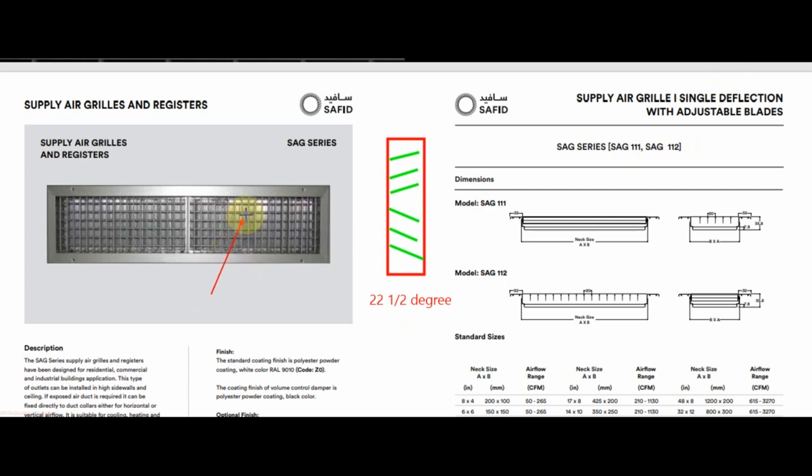If these horizontal blades are bent like this with a degree of 22.5, then we call this grill one with a deflection of 22.5 degree, and its throw is lesser than the grill with a 0 degree deflection. If these horizontal blades for a supply air grill or register are bent at 45 degree like this in this section, then we call it a supply air grill with 45 degree deflection, and it has a lesser throw than 22.5 degree deflection or 0 degree deflection.